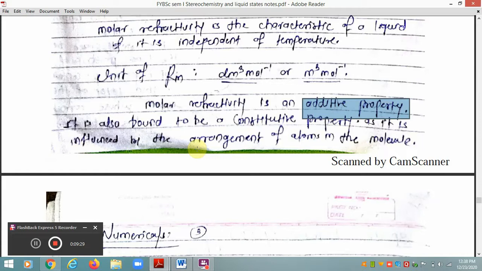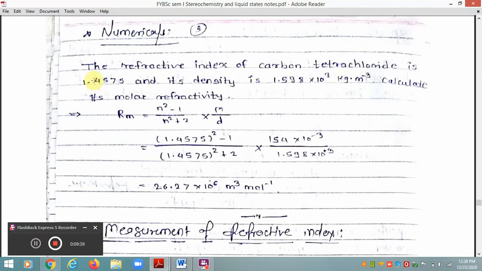So here, dear friends, I want to correct one thing. Molar refractivity is partly additive and partly constitutive property. This is important. Here there is one numerical based upon the refractive index. Dear friends, the refractive index of carbon tetrachloride is given, and it is 1.4575, and its density is also given, 1.598 into 10 raised to 3 kg per meter cube, and calculate the molar refractivity. Here there is one short numerical.